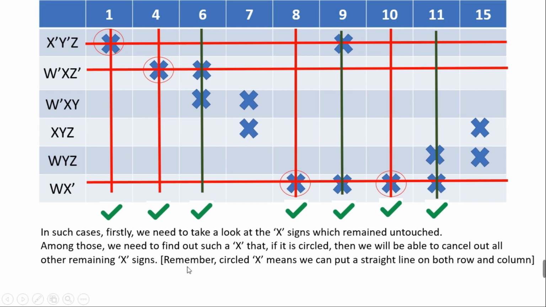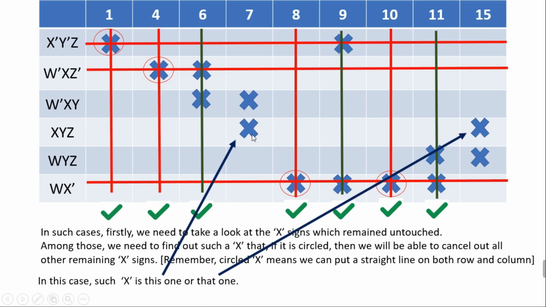So there's a point to remember over here: a circled x means we can put a straight line on both row and column. So whenever we circle an x, we can definitely put a straight line through the column and the row, both row-wise and column-wise. So that's what we're trying to find. We're trying to find such an x that if it is circled, then we can cancel that x, including all the other remaining x's. Okay, so let's see how we can do that.